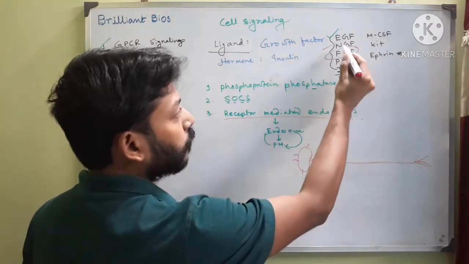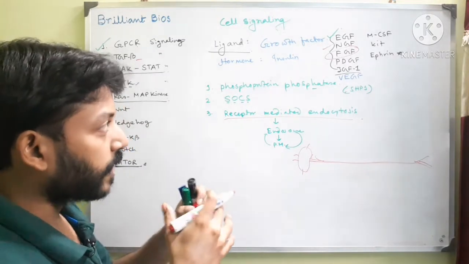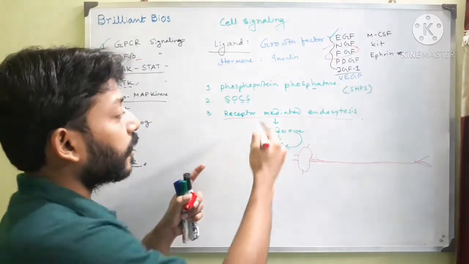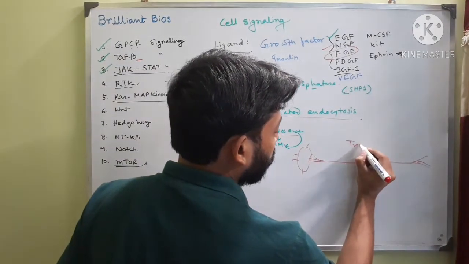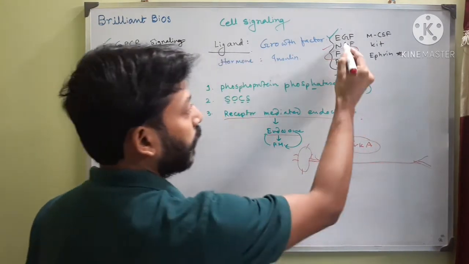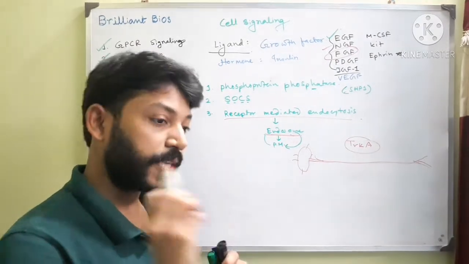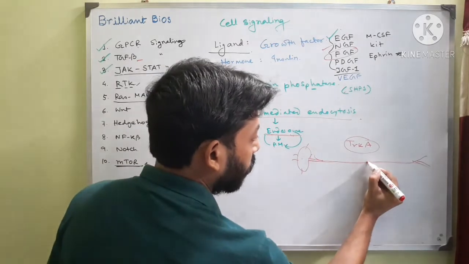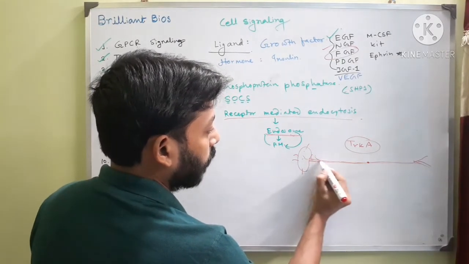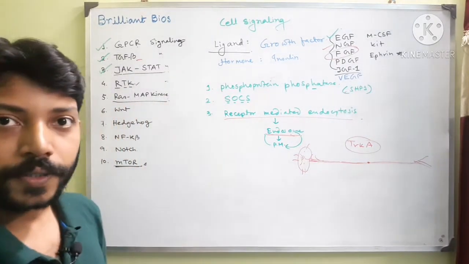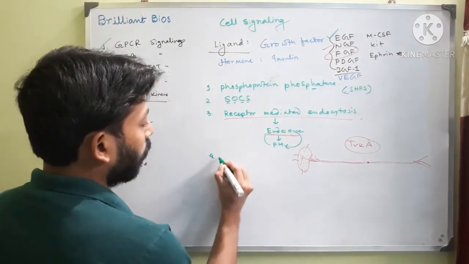In this case, the nerve growth factor binds with its receptor, the NGF receptor, and they get internalized inside the endosome. The receptor is called TRKA, the receptor for NGF. They reach the endosome, but from the endosome they can send the signal to the cell body, throughout the axon. This is the exception.